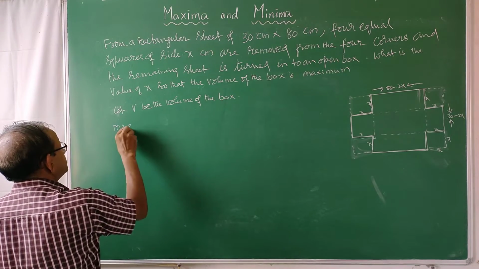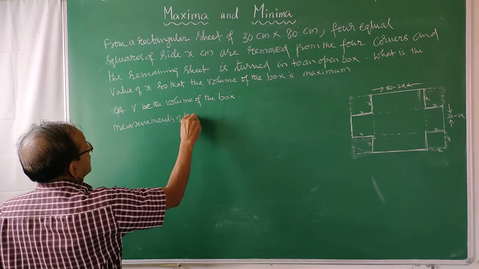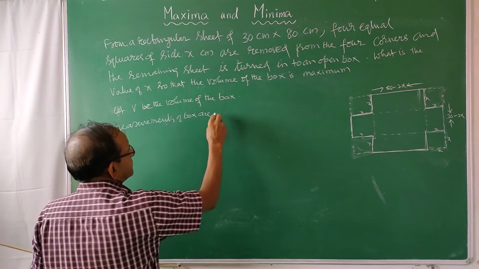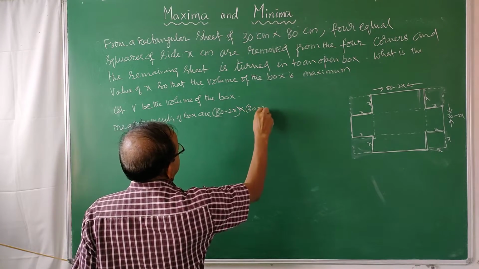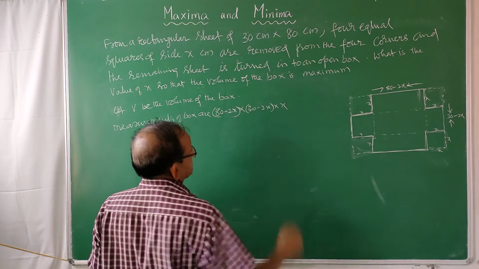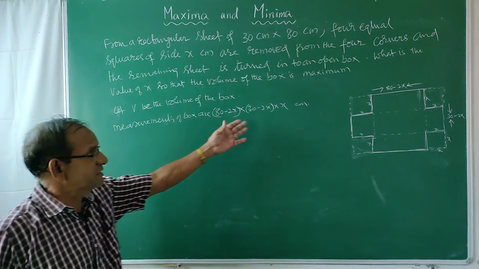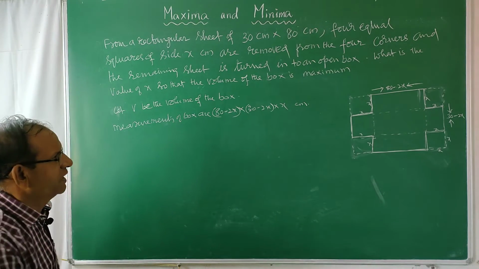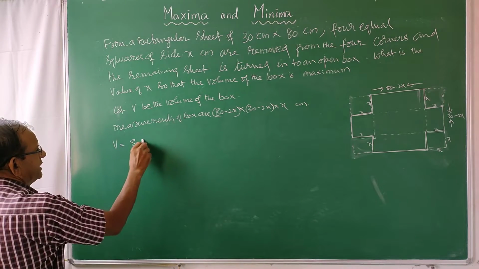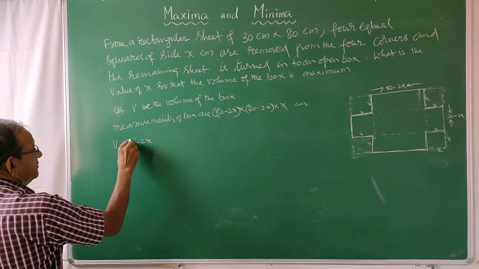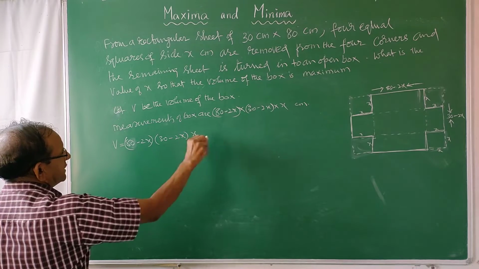Measurements of the box. Length is 80 minus 2x, breadth is 30 minus 2x, and height is x centimeters. Those are the length, breadth and height. Then what is the volume? Length into breadth into height. So V is equal to (80 minus 2x) into (30 minus 2x) into x.